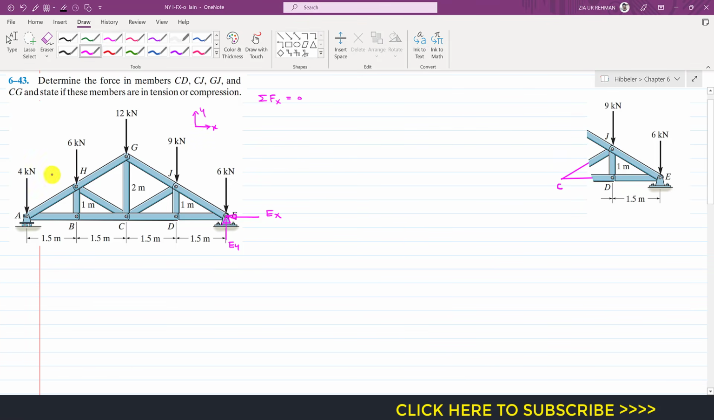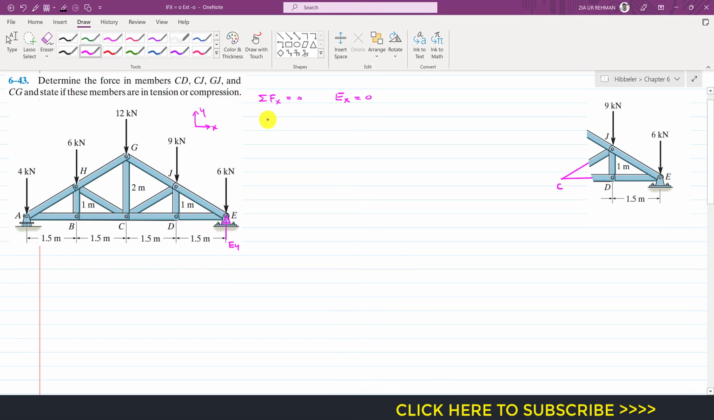As we can see, all the external forces are acting in the vertical direction, that is in the negative y direction. So the summation of forces along x will give us Ex equals 0, since there is no other force along the horizontal direction. So the Ex reaction is 0, so we can remove this.